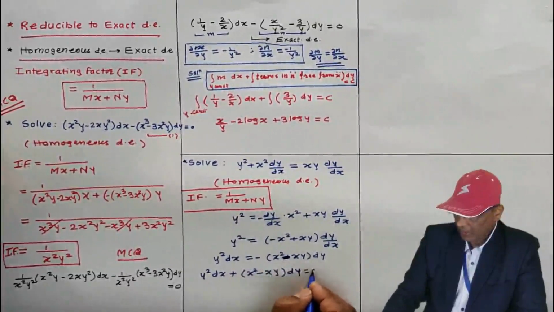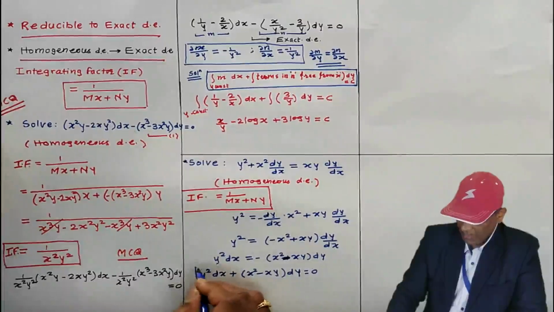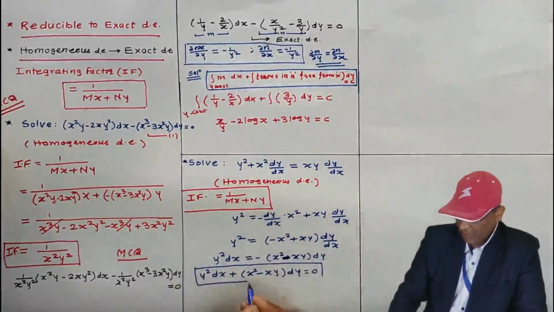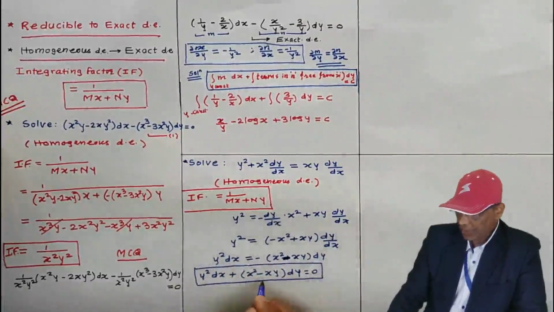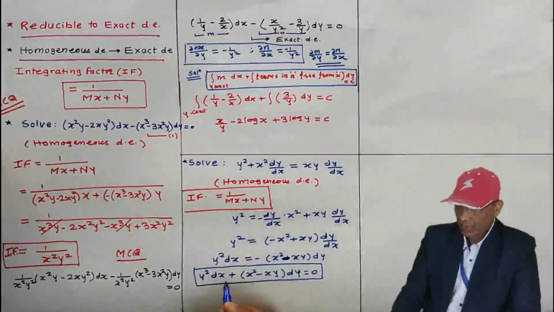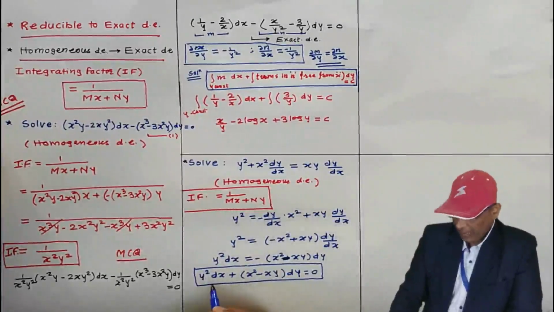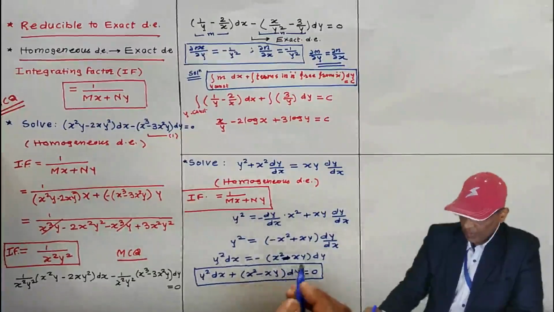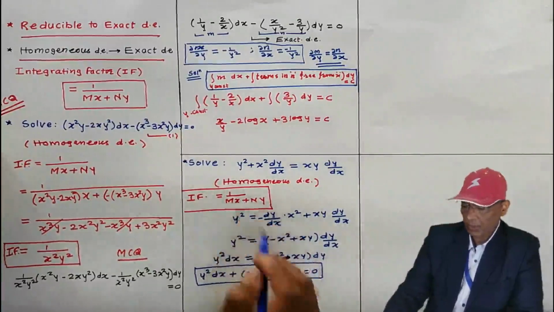So this is in the standard form now, M dx plus N dy equal to 0. In examination, you may be given it in this form also. Here it is not given in the standard form, so I reduce it into standard form, y square M dx plus N dy equal to 0. Now, use this integrating factor formula.